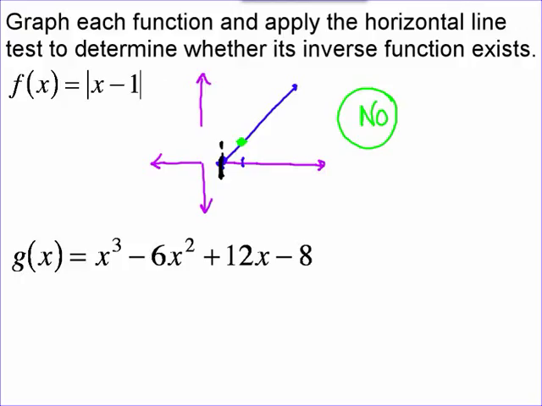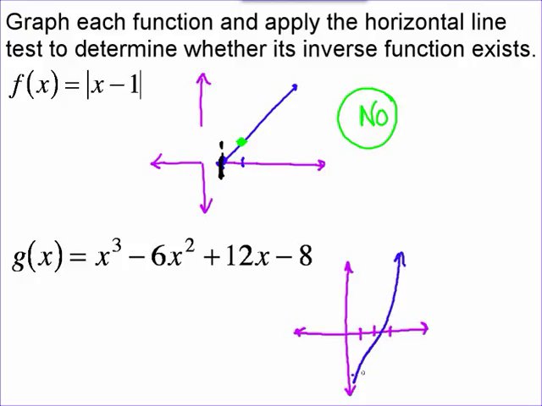Let's graph y of x, or g of x, equals x cubed minus 6x squared plus 12x minus 8. Okay? Now, what does your graph look like? A squiggle, yep. And where does it kind of look like it crosses? Between 2 and 3? Yeah. So it looks something like this.